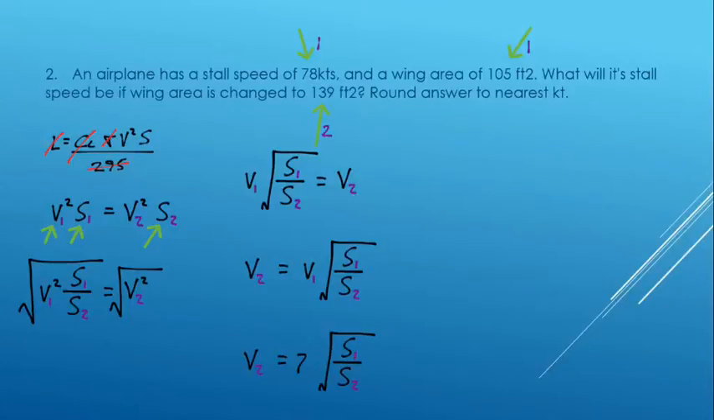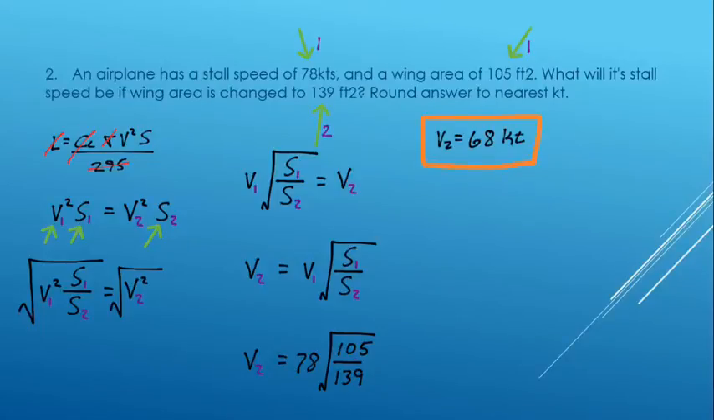So I wind up with the formula. My second velocity, the one I want, is equal to the first velocity times the square root of the original surface area divided by the new surface area. So the square root of the original surface area divided by the new surface area times the original velocity gives me my new velocity. So I plug those values into the formula. And my new velocity is 68 knots.